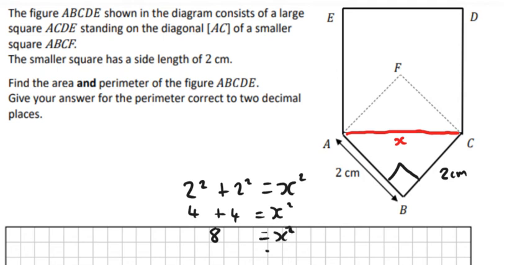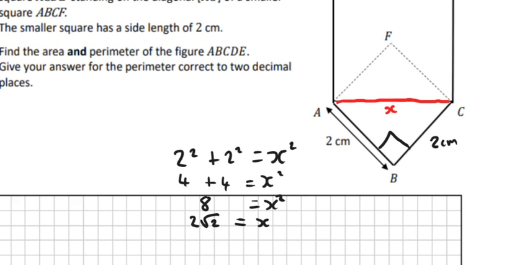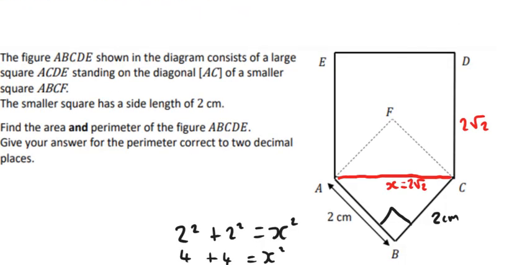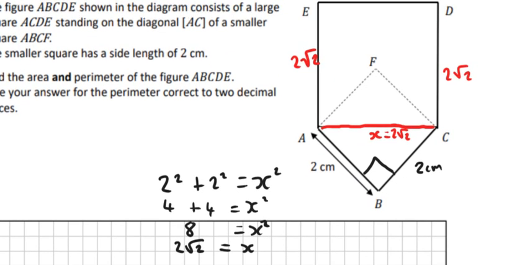Then you do the square root, so x is equal to the square root of 8, which, if you put it in the calculator, will give you 2 root 2, or simplify it down. So we know that x is 2 root 2. That means this is 2 root 2, and this is 2 root 2, and this is 2 root 2 as well. So you know what every side on the shape is.